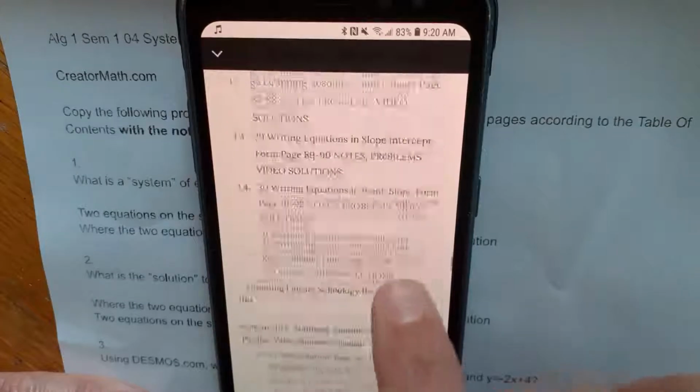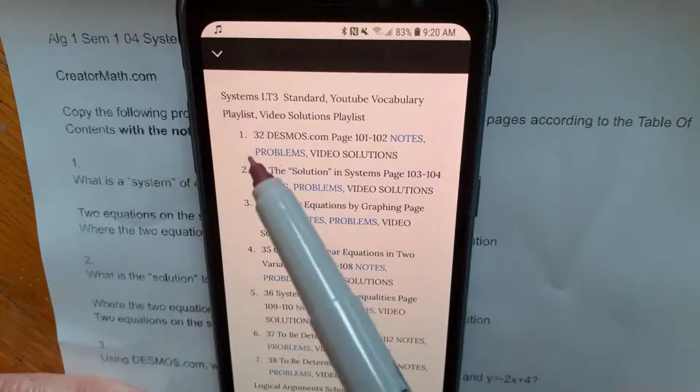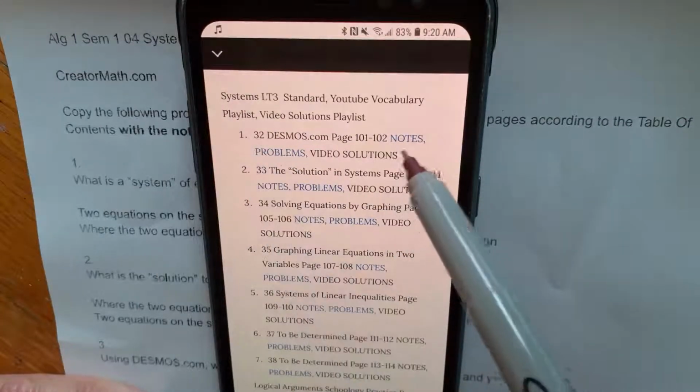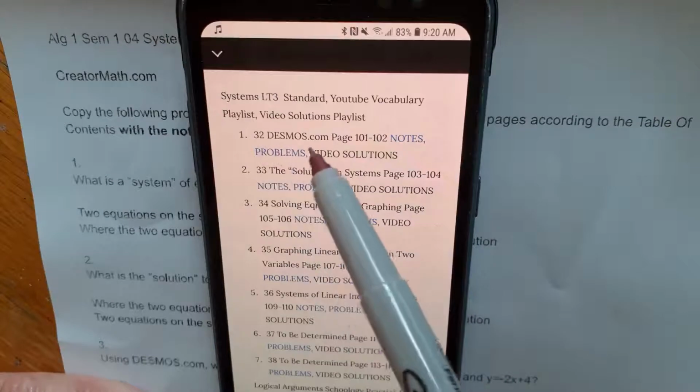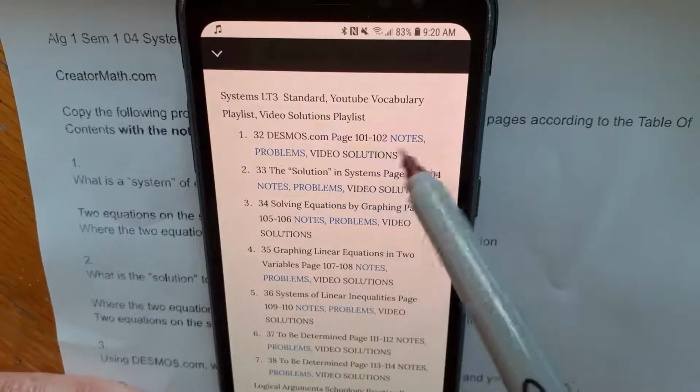So now we're going to find the right unit. Here's the unit, Systems. Here are the lessons within it. There are 7 lessons within it. We're on the first. Here are the notes that you click to find notes. DESMOS.com is the name of this lesson. First and foremost, here are the pages where the notes go.